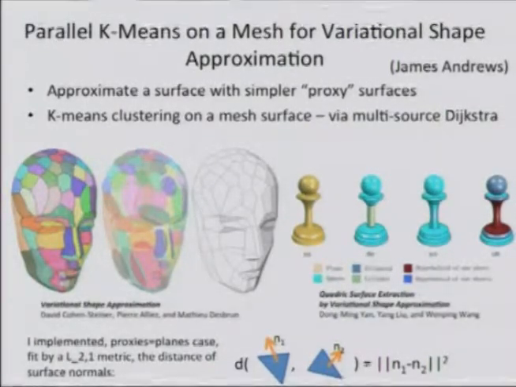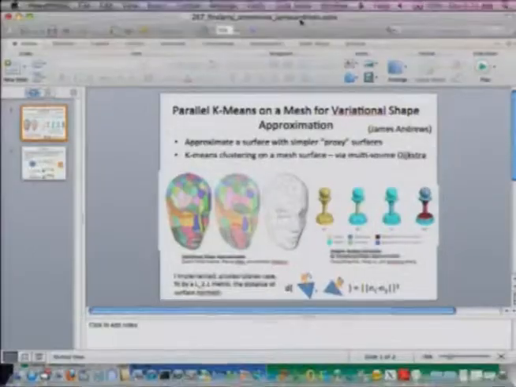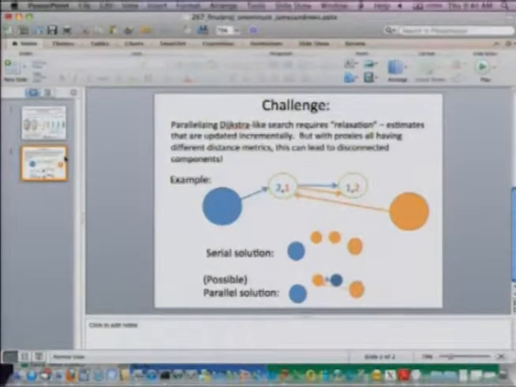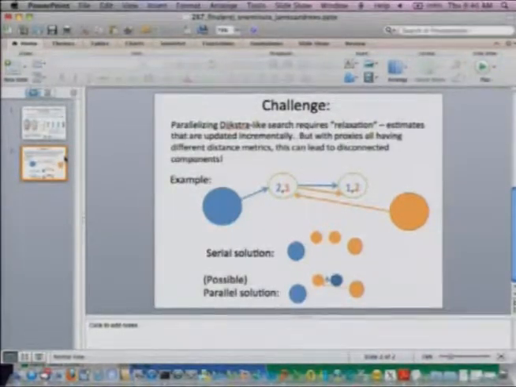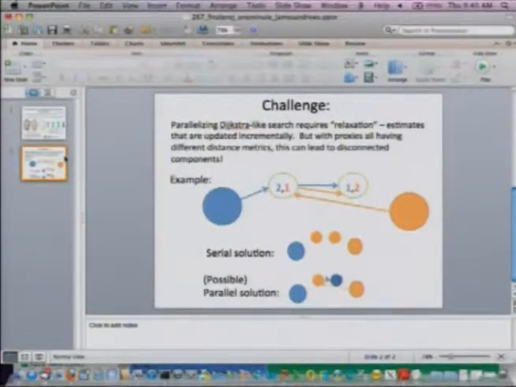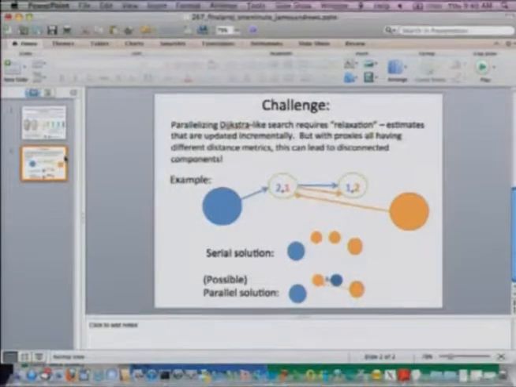But the tricky part for parallelization is that the distance is determined by the distance from each source surface approximation to the surface. And that's a different metric for every triangle across the surface, which basically fundamentally sort of messes up the way that people normally parallelize Dijkstra. So I present a simple sort of fix that works in practice for getting a more correct solution without disconnected components.